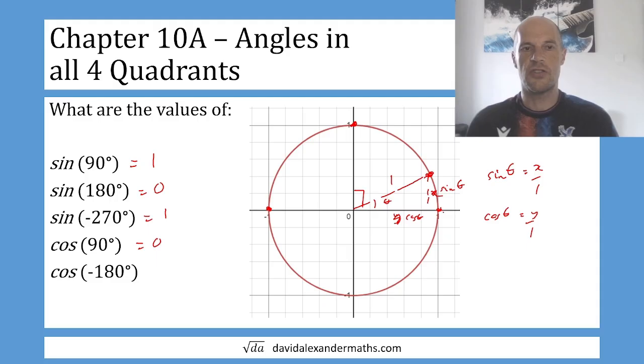What about the cos of negative 180? So I need to go in a clockwise direction. So I'm starting off here, moving it around 180 degrees. Remember, it's the width that I'm looking at for the cos of theta, so that would be negative 1.